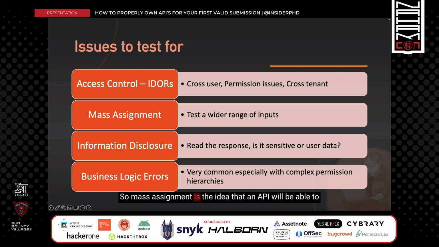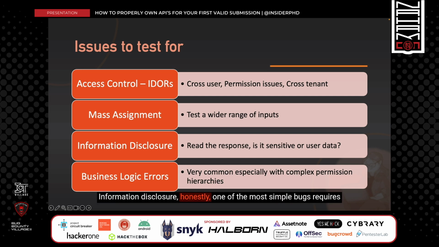Mass assignment. So mass assignment is the idea that an API will be able to set certain values even though they shouldn't be set. So for example, the ID on a database shouldn't be something a user can edit, but in mass assignment it is. Another example is often passwords. So if you go through the proper flow, when you want to reset your password, you have to provide your old password, then you have to make sure your password meets the requirements of the website, whatever. Or maybe you can just go to edit profile, add a parameter called password, and it just works.